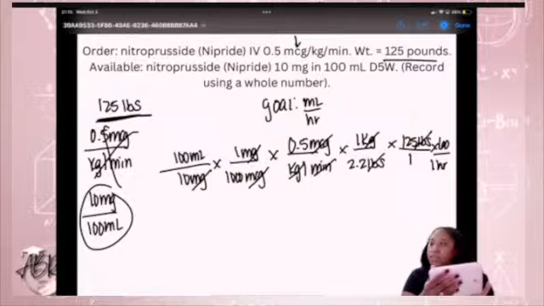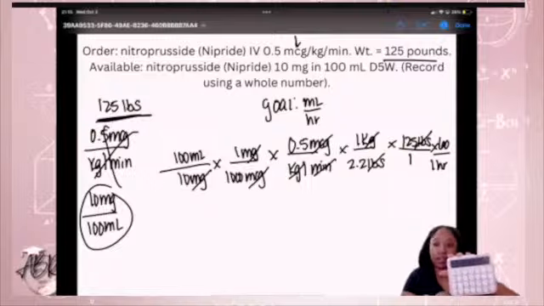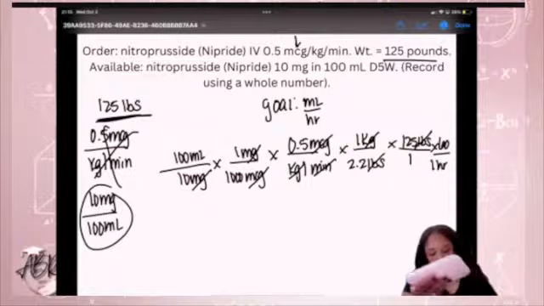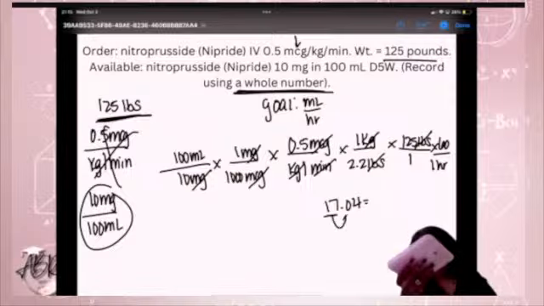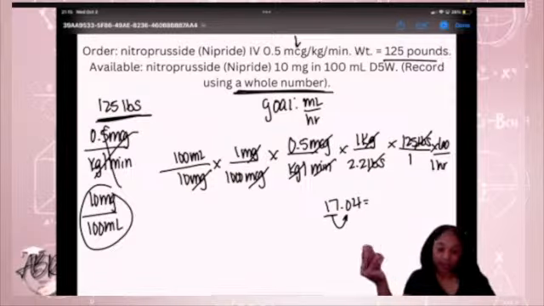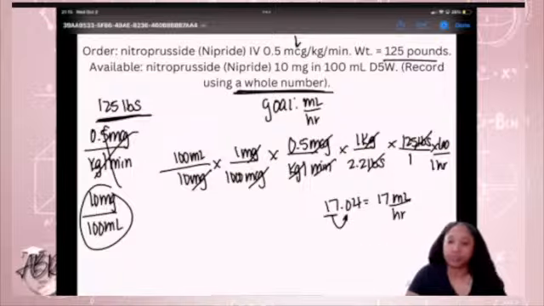So 100 times 0.5 times 125 times 60 divide 10 divide 1000 divide 2.2 equals. You see, I didn't write nothing down. I kept everything in the calculator, and boom, here's my answer: 17.04. So if we round this to the whole number, we go 1 decimal place to the right. It's 0. So our whole number will be 17 mLs per hour.